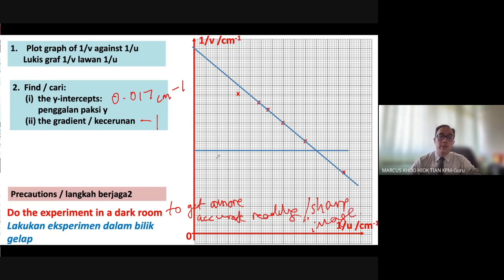Okay, this can also be a precaution, because if you do it in a bright room, the brightness of the surroundings may affect your sharp reading. But of course, we're doing this virtually, so it's a different story altogether. Those of you who've played with the lenses before know that doing the experiment in a dark room makes it easier to determine the actual image distance that gives you the sharpest image. Within a bright room, the surrounding light is a little bit too bright, and a little bit disturbing.